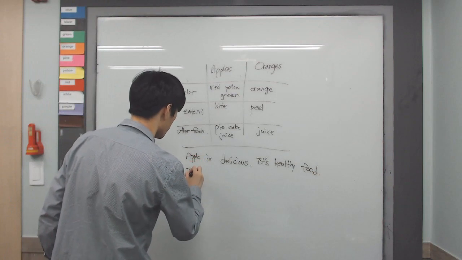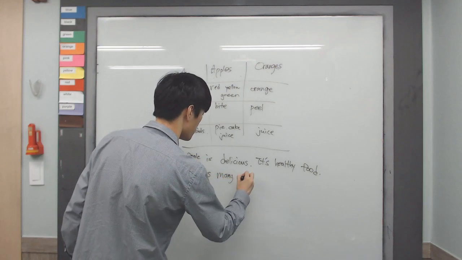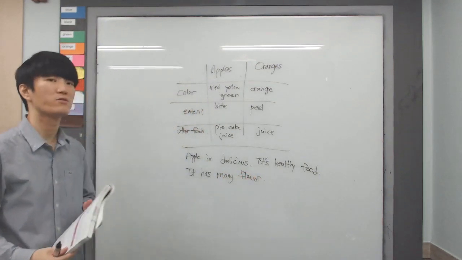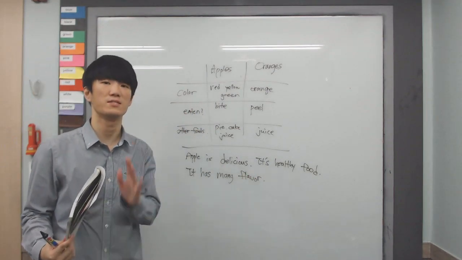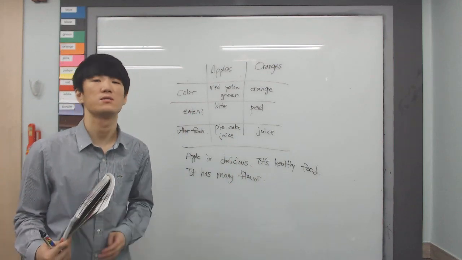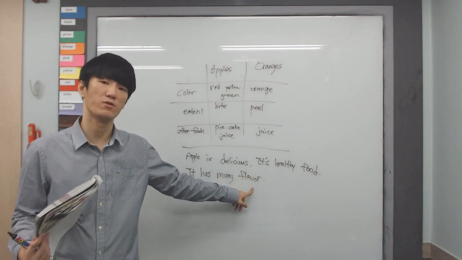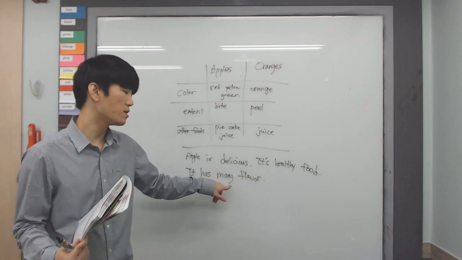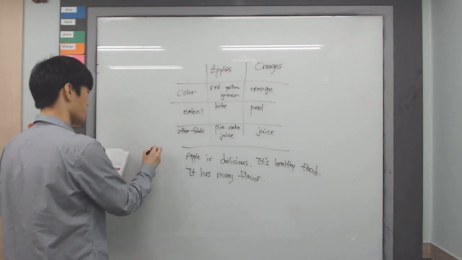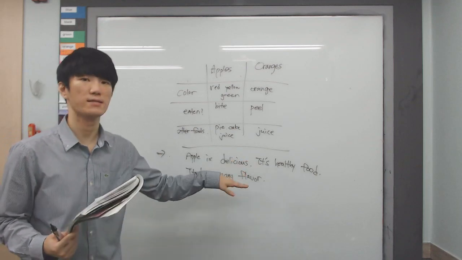And it has many flavors. Flavor is like crisp, sweet, all kinds of these things. Flavor. Sweet and bitter, sour, salty. This is all flavor. So it has many flavors. You can write the last blank.